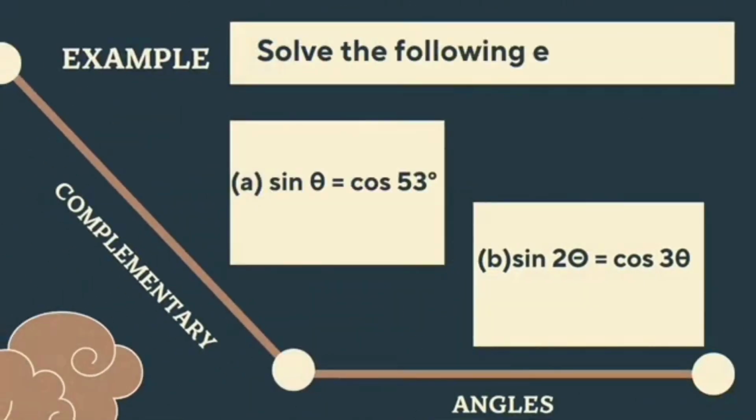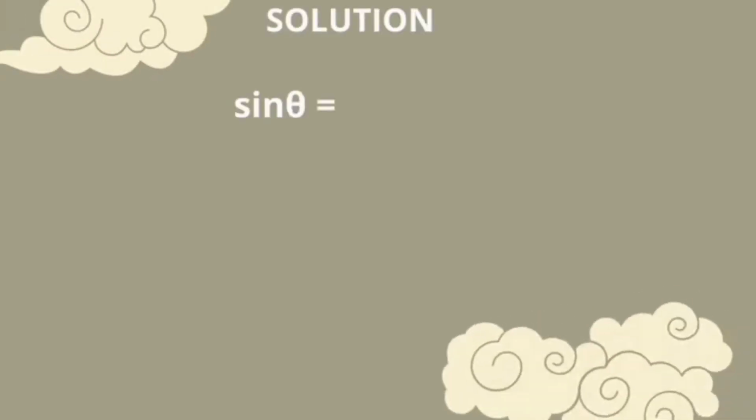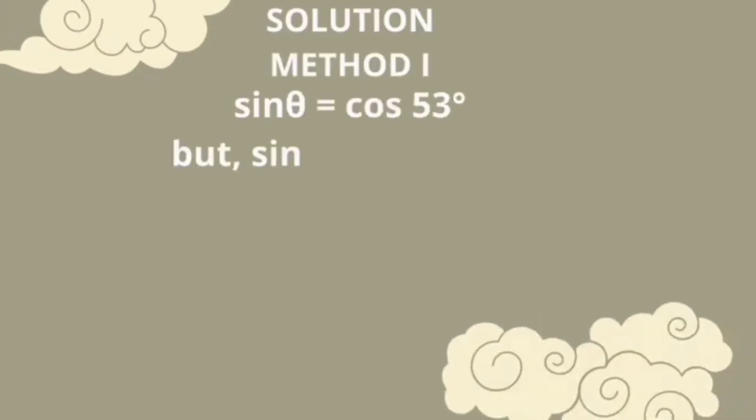Let's see our final example. Solve the following equations. In question A, sin theta is equal to cosine 53 degrees, while in question B, sin 2 theta is equal to cosine 3 theta. I will teach you how you can solve these equations using two methods.